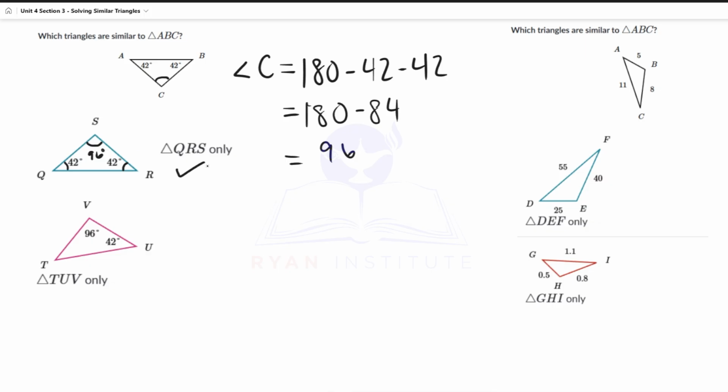So this is a similar triangle. And then we also have this one at the bottom. We have TUV, which has congruent angle 1 and congruent angle 2, which leaves us with this last angle, which we already know is 42. So this is also similar.